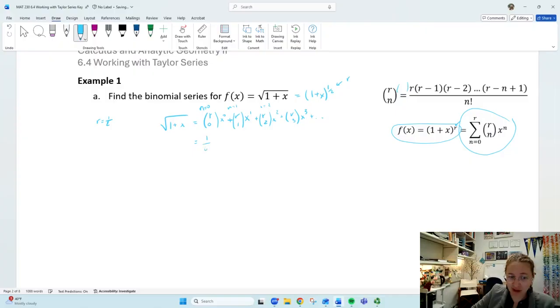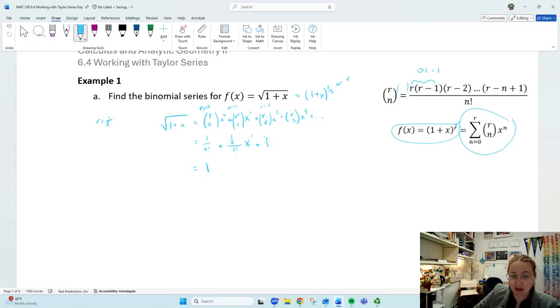And I know that even though I have a 0 factorial on the bottom right here, 0 factorial is defined as 1. So my 0th term is just going to be 1. But my first term, when n is equal to 1, is when some interesting things start to happen. I'm going to have my first term, which in this case is just r. So I have one term, I have an x raised to the first, and then I have a 1 factorial on the denominator.